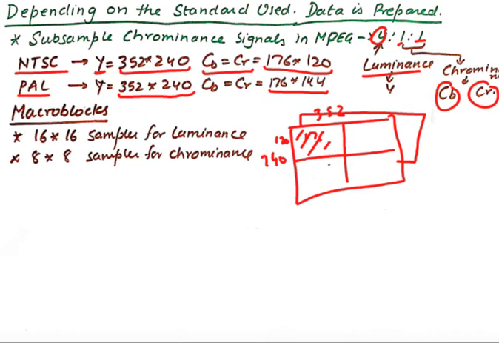For each chrominance block you'll have 4 CB and 4 CR blocks, and similarly, by the way, this value is wrong, because you should have double the value of this, so this should be something of 250 something, double of this. So the macro blocks, there are 16 by 16 samples for luminance and 8 by 8 samples for chrominance.